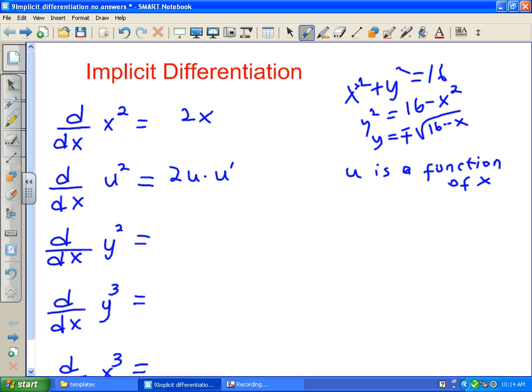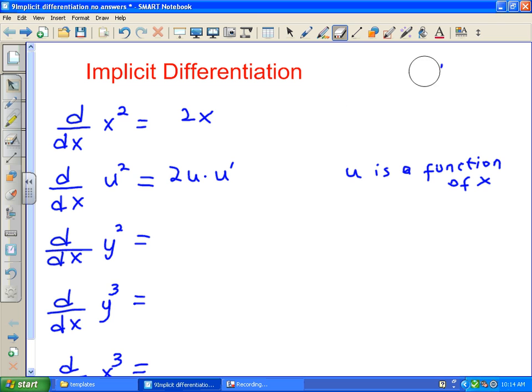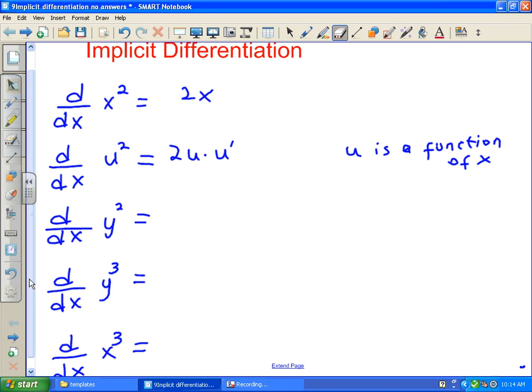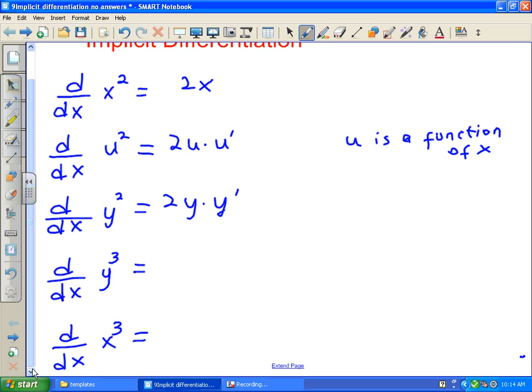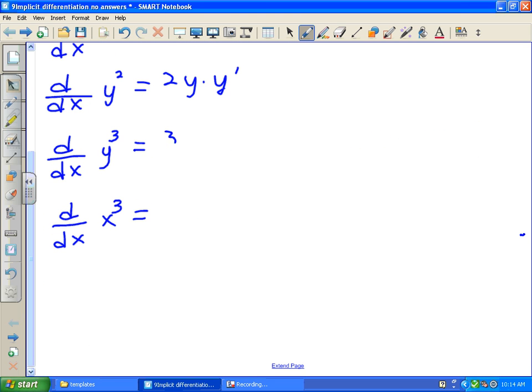So for most questions, we're not going to bother doing the solution and then differentiating. It takes very long time to do this. Instead, we're going to remember that y is a function of x, kind of like u. So what would be the derivative of y squared with respect to x then? 2y times y prime, or dy/dx. What about the derivative of y cubed with respect to x? 3y squared times y prime, or you could also say times dy/dx.